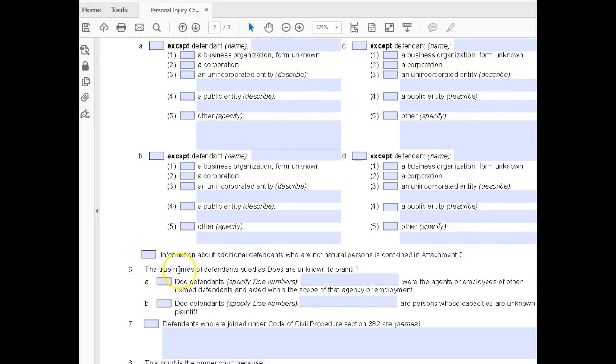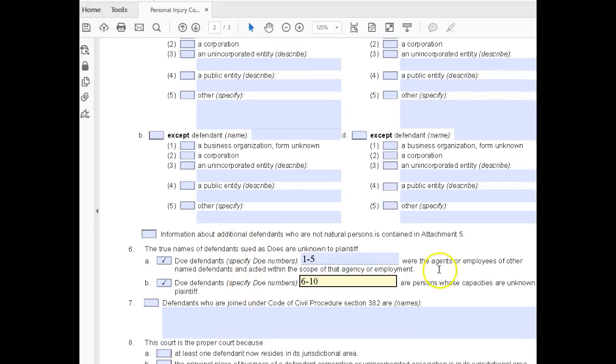Now it says the true names of defendants sued as Doe are unknown to plaintiff. Then they ask whether you want to, if you're going to put Doe defendants, you're going to put down Does 1 through 10, or let's say 1 through 5, were agents or employees of the defendant, and then Does 6 through 10 are persons whose capacities are unknown to plaintiff. So you basically are just splitting them off into 2 categories.